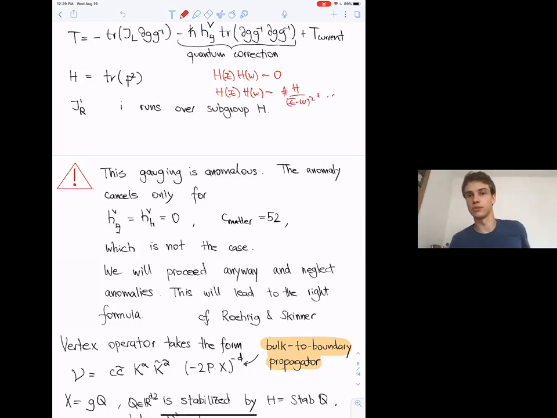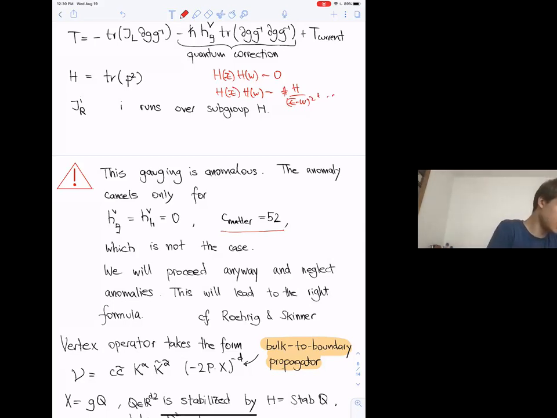So the gauge algebra is no longer the same as in flat space. The good news is that at least it closes, but the bad news is that it's anomalous. And for the anomaly to fully cancel, you need a lot of conditions. The easiest condition to satisfy here is that the matter central charge is still 52, the same as in flat space. And you can easily satisfy it by choosing an appropriate current algebra.